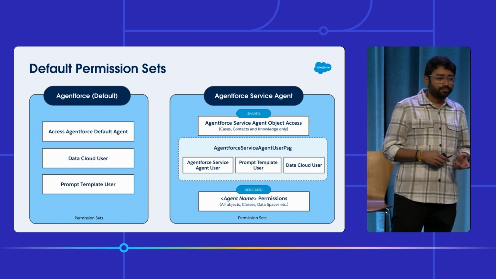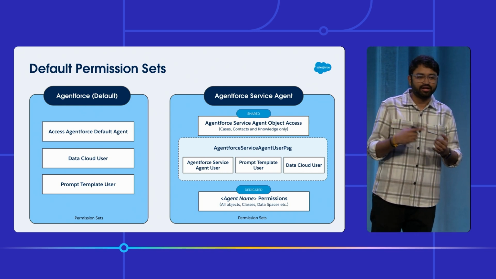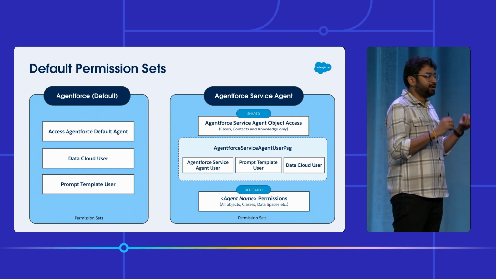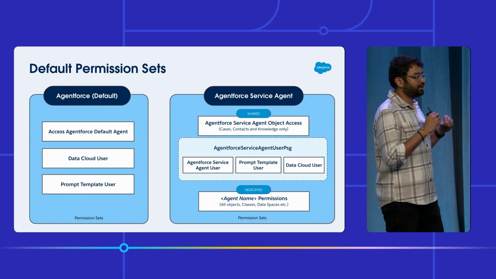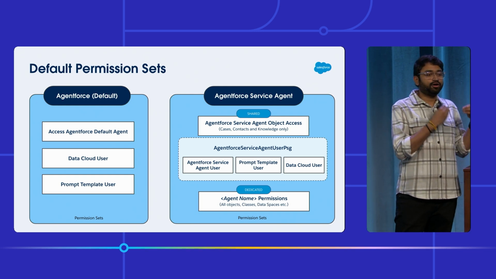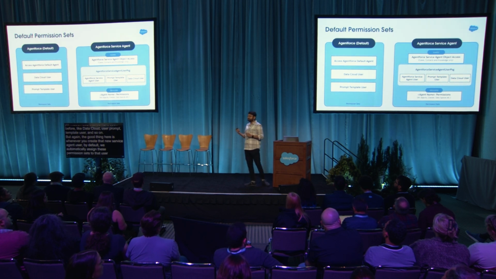Now the permission set group that you have, it contains the same permission sets that we have seen before, like data cloud user, prompt template user, and so on. But again, the good thing here is whenever you create that new service agent user, by default, we automatically assign these permission sets to that user. So you don't have to manually go and do stuff. So that's something that happens.